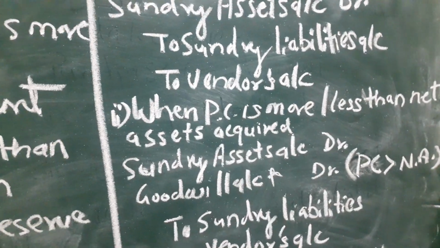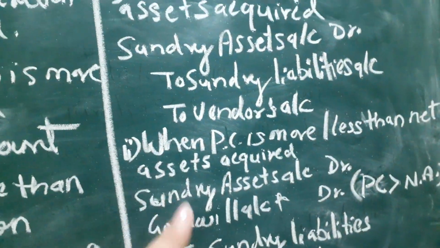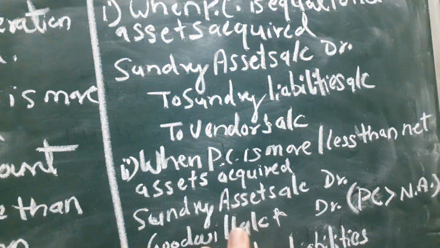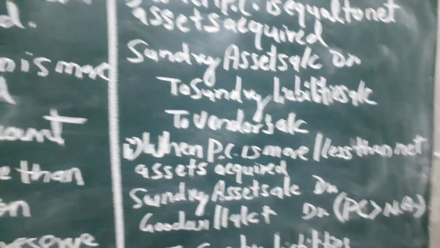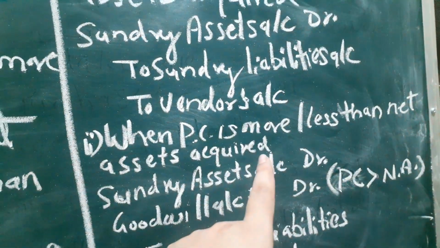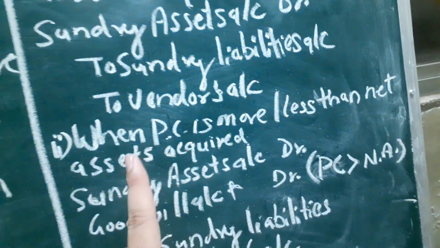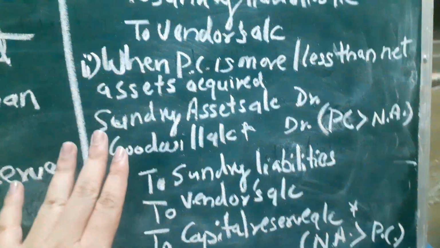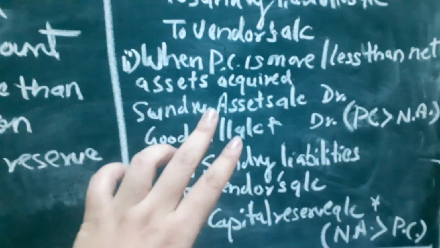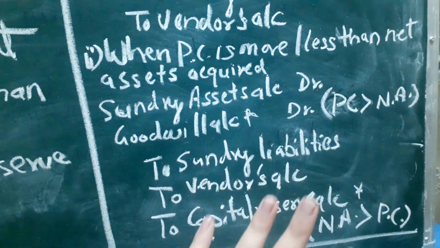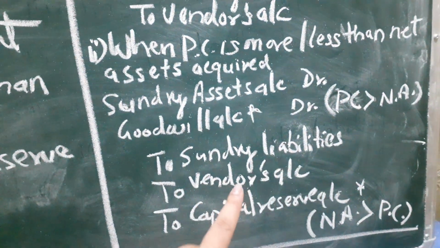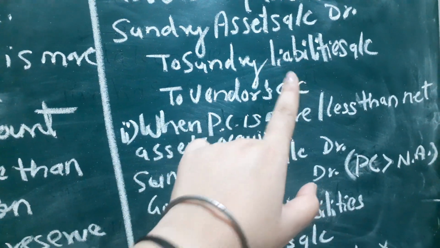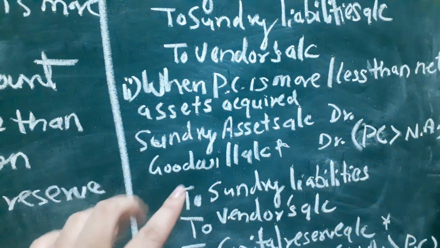Now another case, as we have seen, purchase consideration can be equal, it can be less, or it can be more than net assets. So if your purchase consideration is more or less than net assets acquired, what entry do you pass? I have shown both the conditions in one entry. Sundry assets account will be debited to sundry liabilities and vendors account. This will be as it is. This entry we have seen here, assets account debited to sundry liabilities account to vendors account. This will be repeated here.